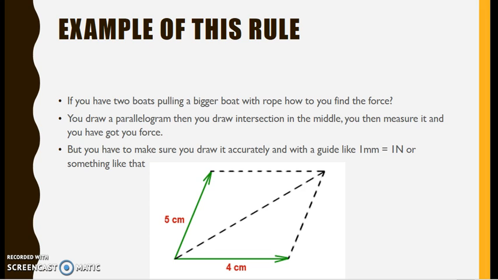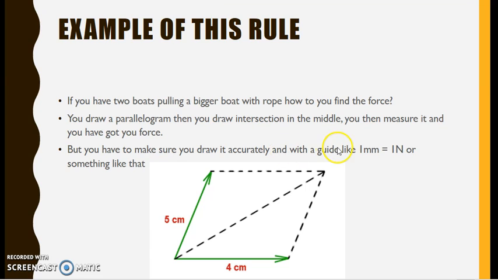First, you gotta draw the parallelogram. So you draw this on a sheet of paper, not in your head, okay? So you draw it, but you have to make it accurate. So you make it 5 centimeters and 4 centimeters, if that's how much the force is. And so you draw the intersection in the middle here and then measure it, and you've got the force.